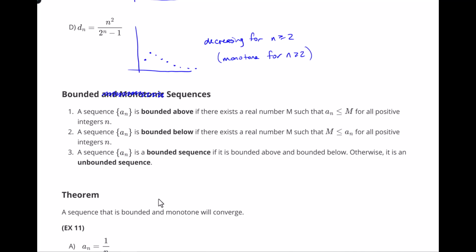So let's take a look at this previous graph that we had and see what that means.